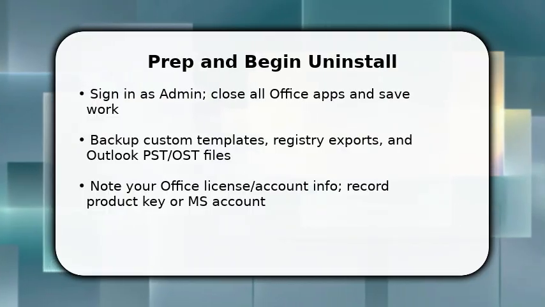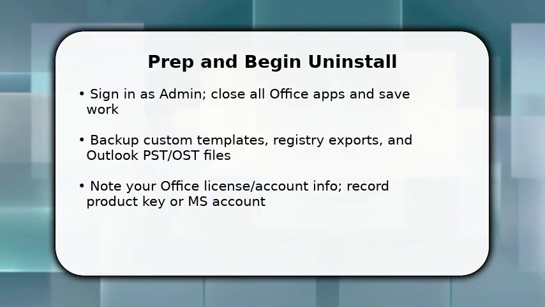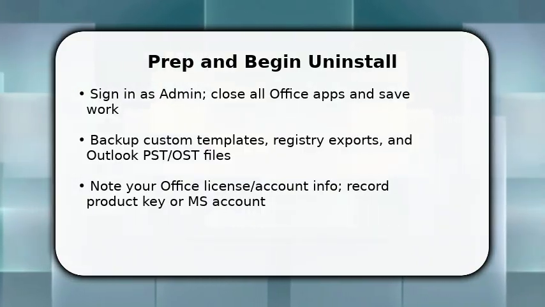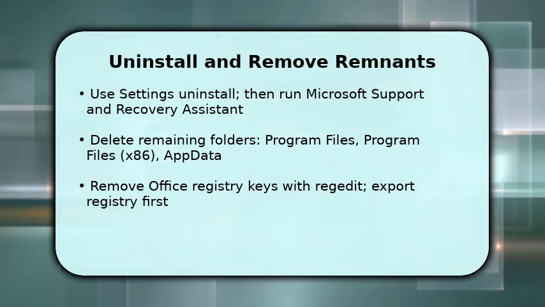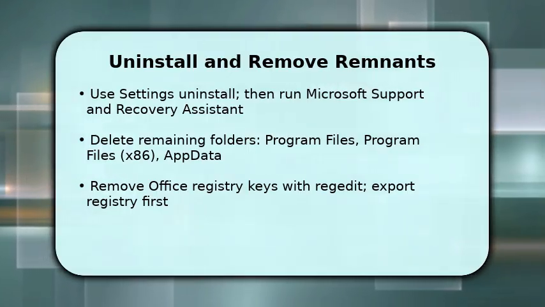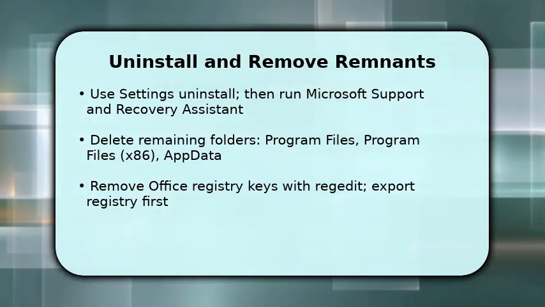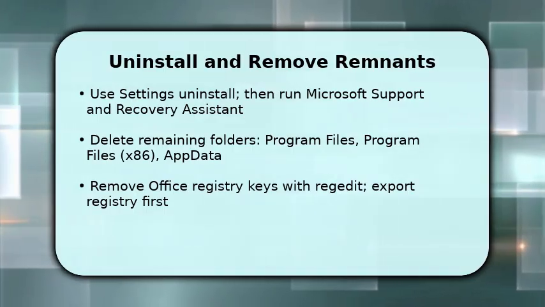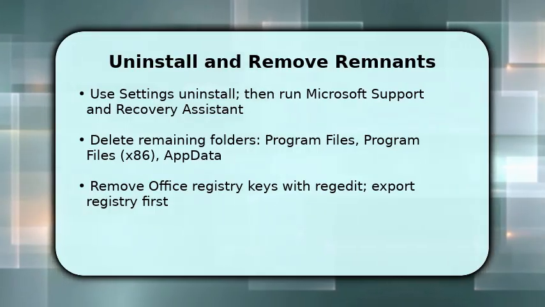Next, open Settings, Apps, Installed apps to locate Office and prepare to remove programs. This speeds the automated and manual cleanup steps that follow. You should uninstall Office using Settings apps first, and then run the Microsoft Support and Recovery Assistant to catch staged or click-to-run components. Once that completes, manually delete leftover folders in C:\Program Files, C:\Program Files (x86), and both Local and Roaming AppData. This removes add-ins and cached files.